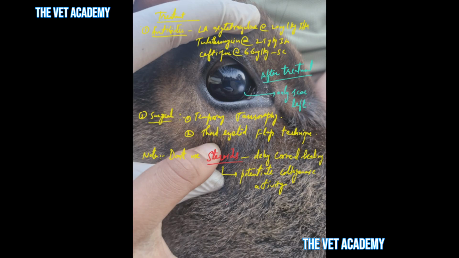Regarding management, 2 approaches may be followed, either surgical or non-surgical. In the non-surgical approach, we use topical and systemic antibiotics. For systemic use, long-acting oxytetracycline at the rate of 20 mg per kg IM is used, followed by 10 days of oxytetracycline per hours. Or tulathromycin at the rate of 2.5 mg per kg subcut single shot.